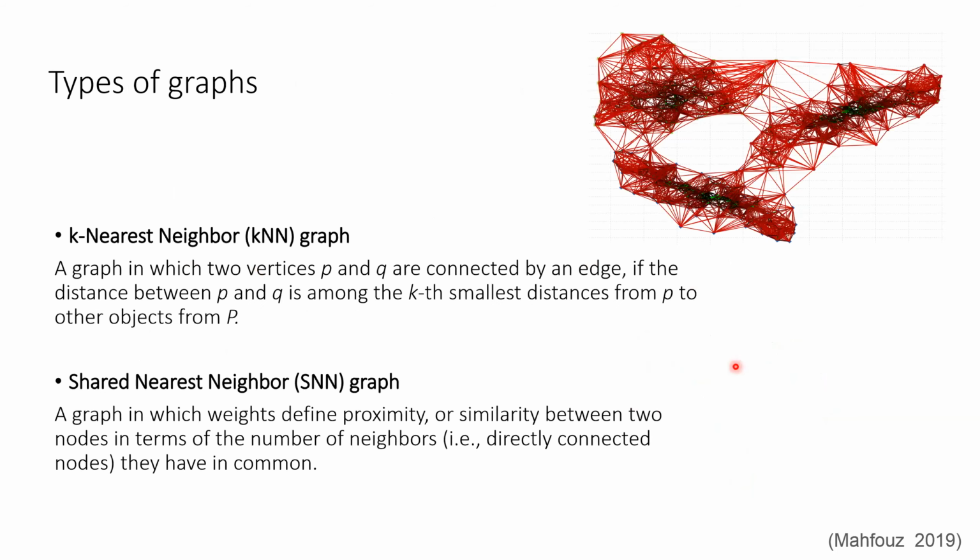So in general, in graph-based clustering approaches, there are two types of graphs that can be built. The first is the k nearest neighbor graph, which we talked about yesterday. And this connects vertices or nodes, in this case cells, based on whether they are among the k number of smallest distances away from each node. The second is the shared nearest neighbor graph, where the connection between nodes, or the edges, are weighted by the number of nearest neighbors the cells have in common.